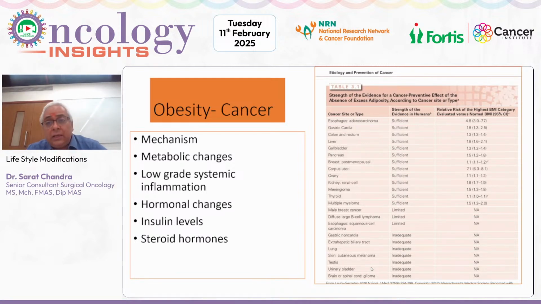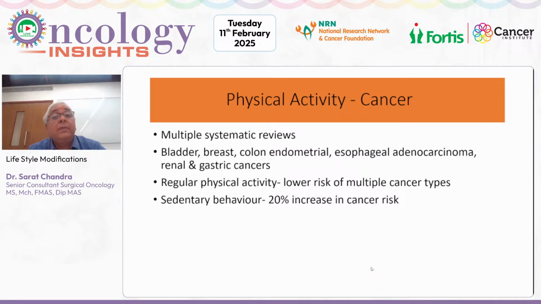If we look at the list of cancers which you can see in the slide, there are various cancers in which there is sufficient evidence that maintaining a normal BMI is somewhat protective against these cancers, like esophageal adenocarcinoma, gastric cancer, colorectal, liver, gallbladder, pancreas, breast, uterine, endometrium, ovary. For many of these cancers, it is understood that a normal BMI actually protects the patient.